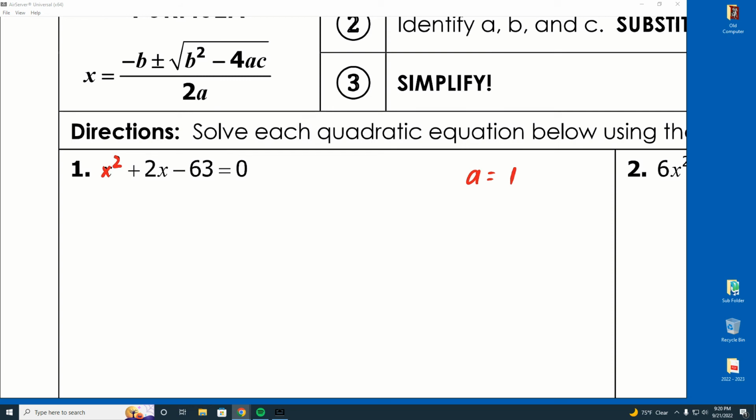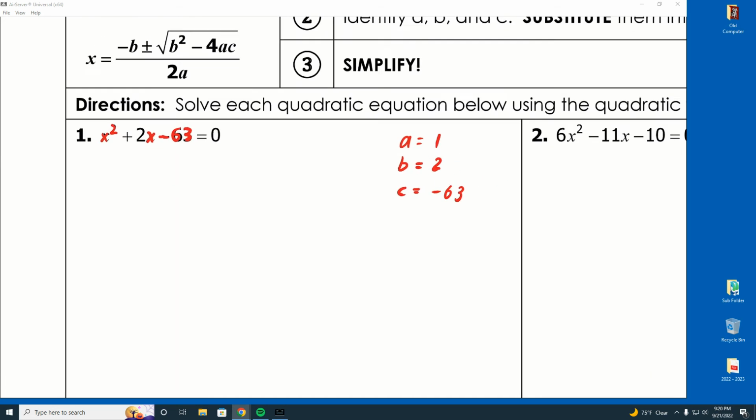Okay, not x squared. It's just 1, the number. B, of course, is your x coefficient, so that's positive 2. And then C is your constant, and remember the sign represents it, so that's negative 63. So there's my A, B, and C value.